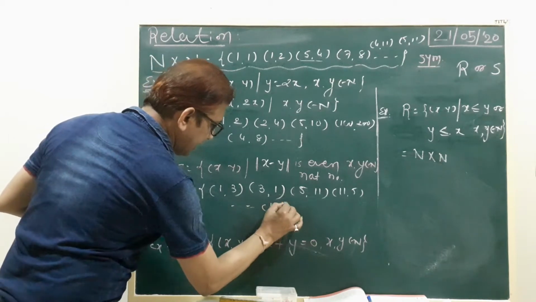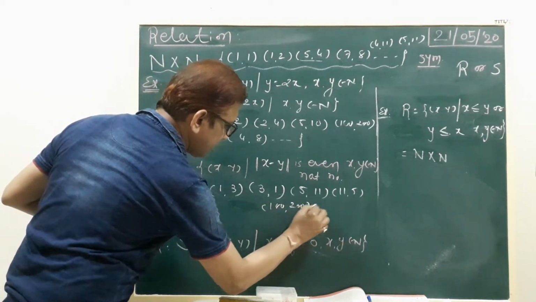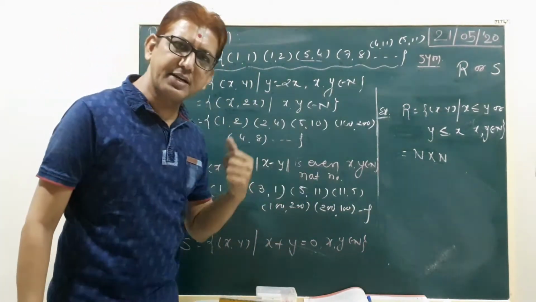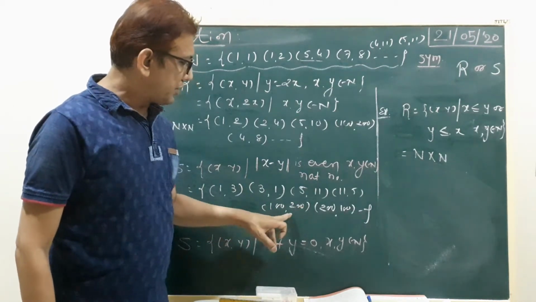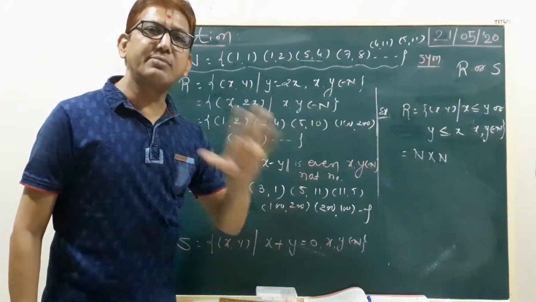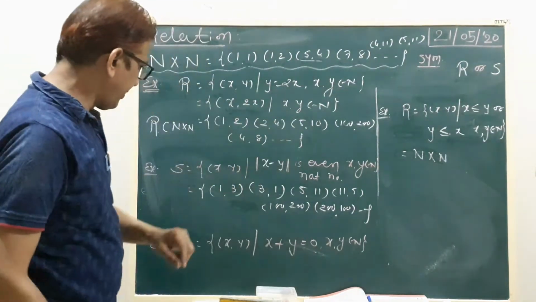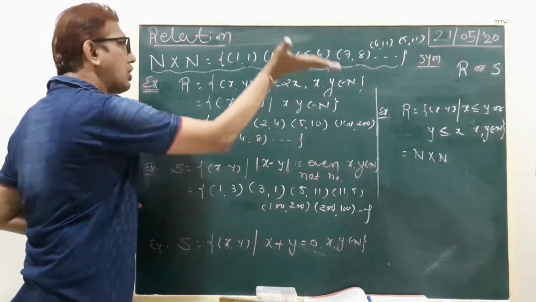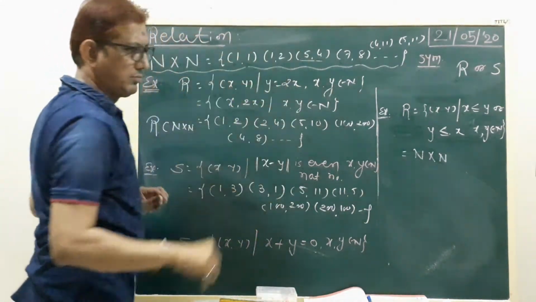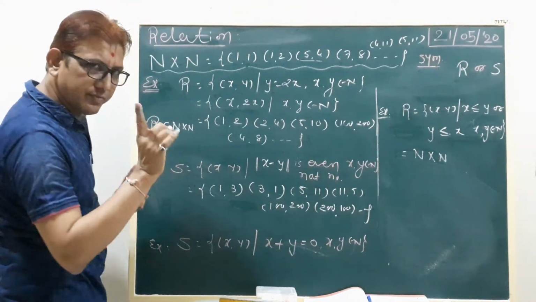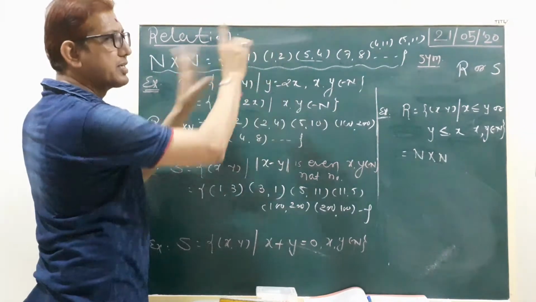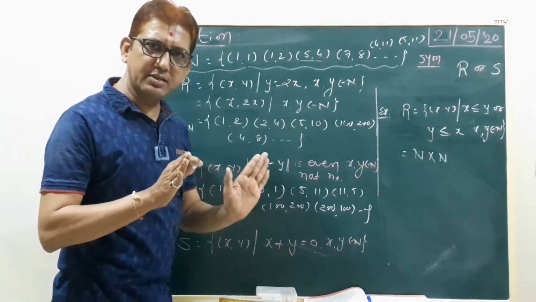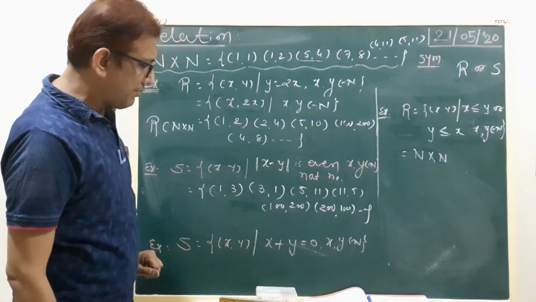Suppose (100,200) and also (200,100). Right? 100 minus 200, 100. Because modulus is given, here it is a natural number, an even natural number. Is it clear? Okay. So all the brackets are subsets of this one, N cross N. So relations are always a subset of the universal set. So here we also write S is a subset of N cross N. Is that clear?